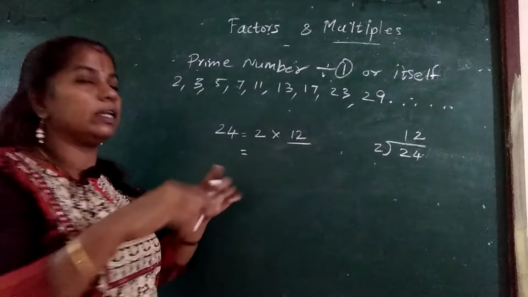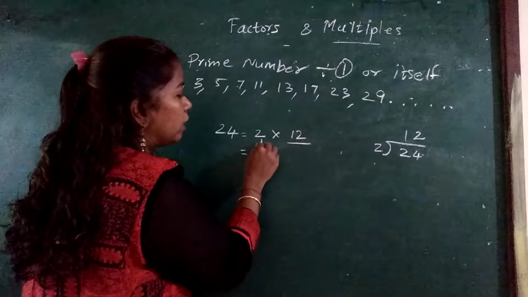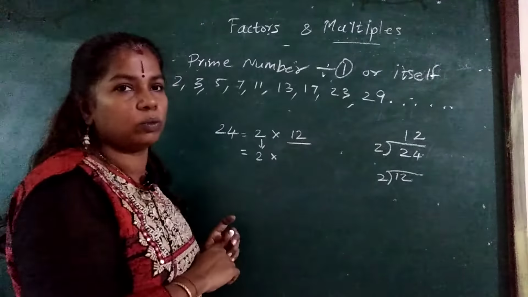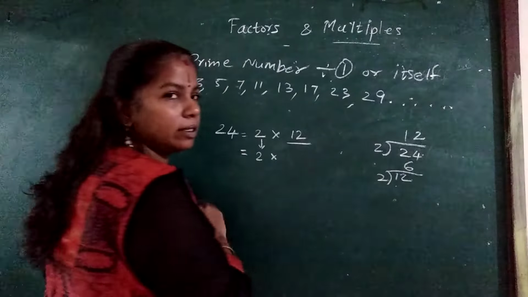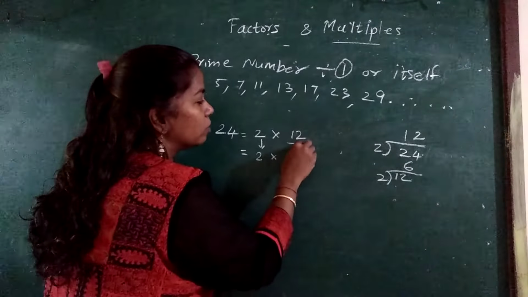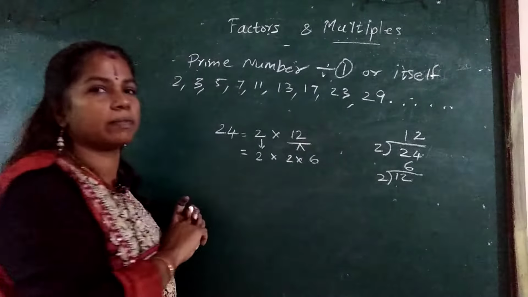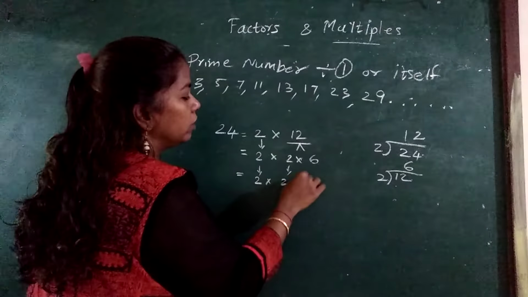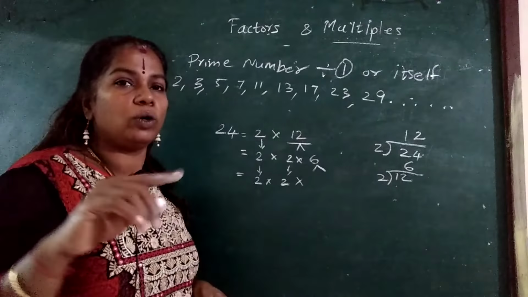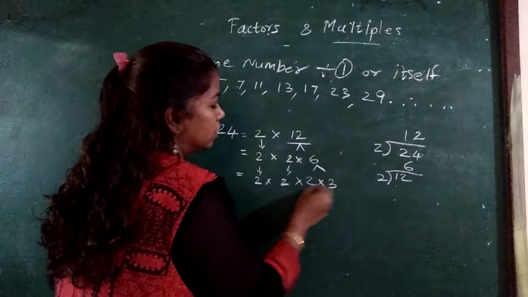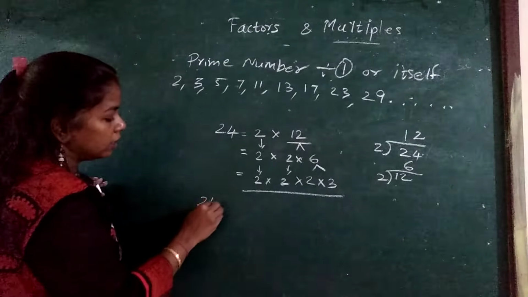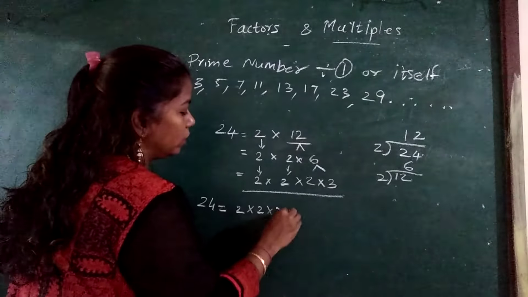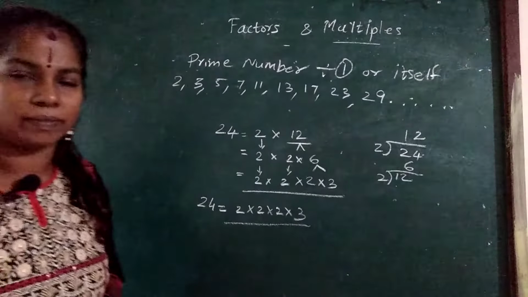Now, this 12 will go further. This 2 I will write as it is. 12 will go with 2. 2 sixes are 12. Right? So, this 12 I can write as what? 2 into 6. Okay? Now, this same number I am writing down, this 2, also bringing down 2. Now, this 6 can be written as what? 2 threes are 6. 2 into 3. So, finally, the factors of 24 are 2 into 2 into 2 into 3. These are the factors. Got it?